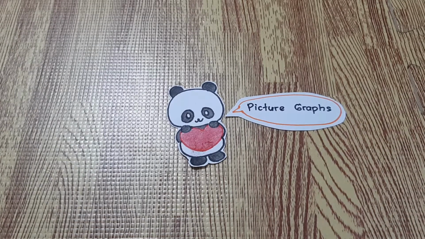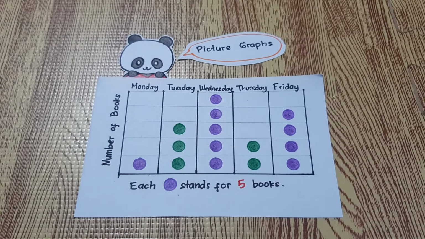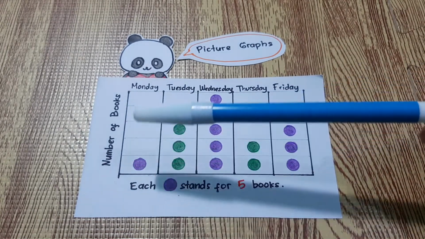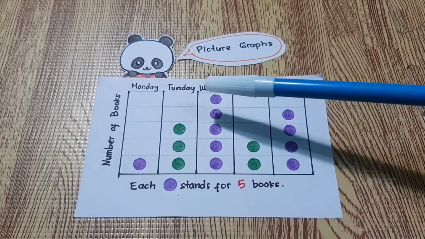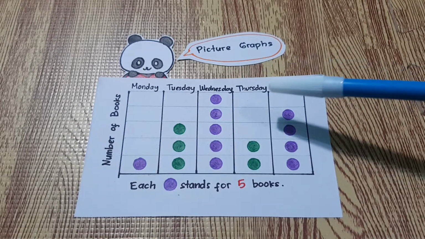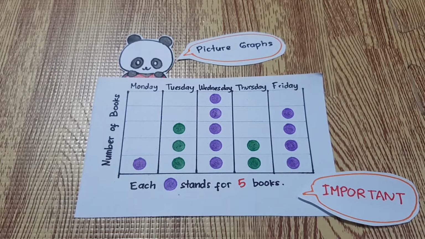Today Pippi and I are going to review picture graphs. This is an example of a picture graph. You can see on the left side there are the numbers of books, and then the days: Monday, Tuesday, Wednesday, Thursday, and Friday. And also the important note at the bottom of the graph. This one: each circle stands for 5 books.